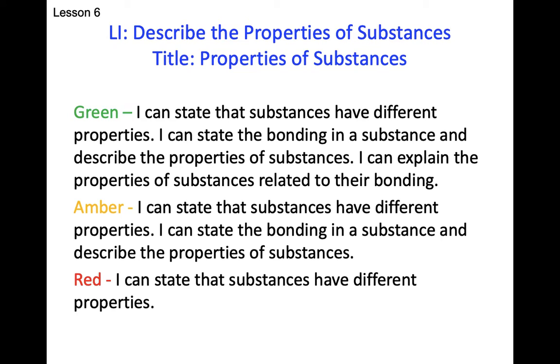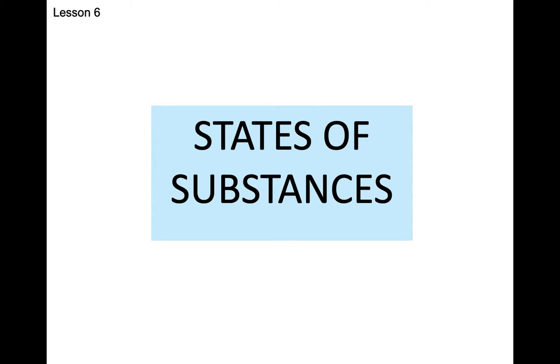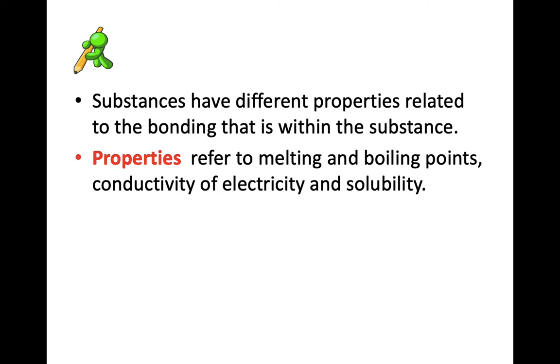And we can relate these properties back to the type of bonding. Now today we are going to be looking in particular at melting and boiling points of substances. But before we go on to that, we are going to do a quick review of states of matter. Now, substances have different properties related to the bonding. So all the properties that we are going to look at, we can relate to their bonding.